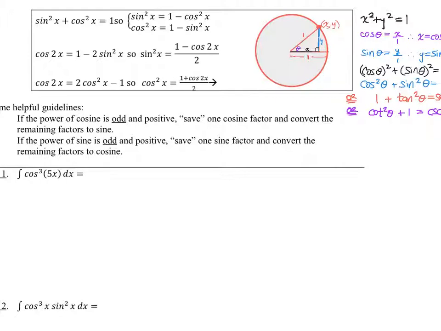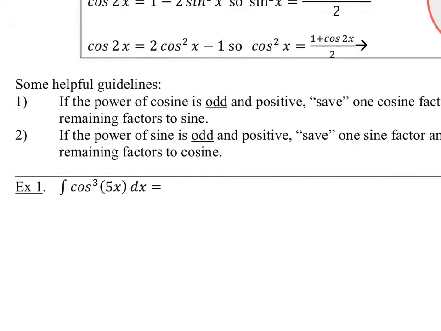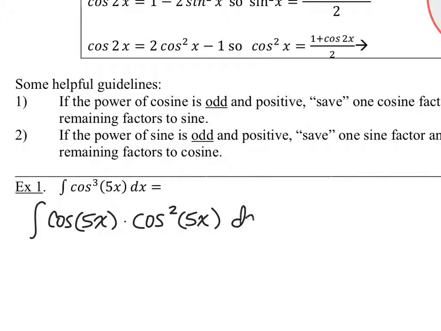The idea is that if you have an odd power, you're only one factor away from being an even power. So what I would do here is break it up a little bit and write it, instead of cosine cubed, as cosine of 5x multiplied by cosine squared of 5x dx. It's equivalent. As long as you keep the argument the same, both of them have to have a 5x. As long as you do that, you're not doing anything illegal.